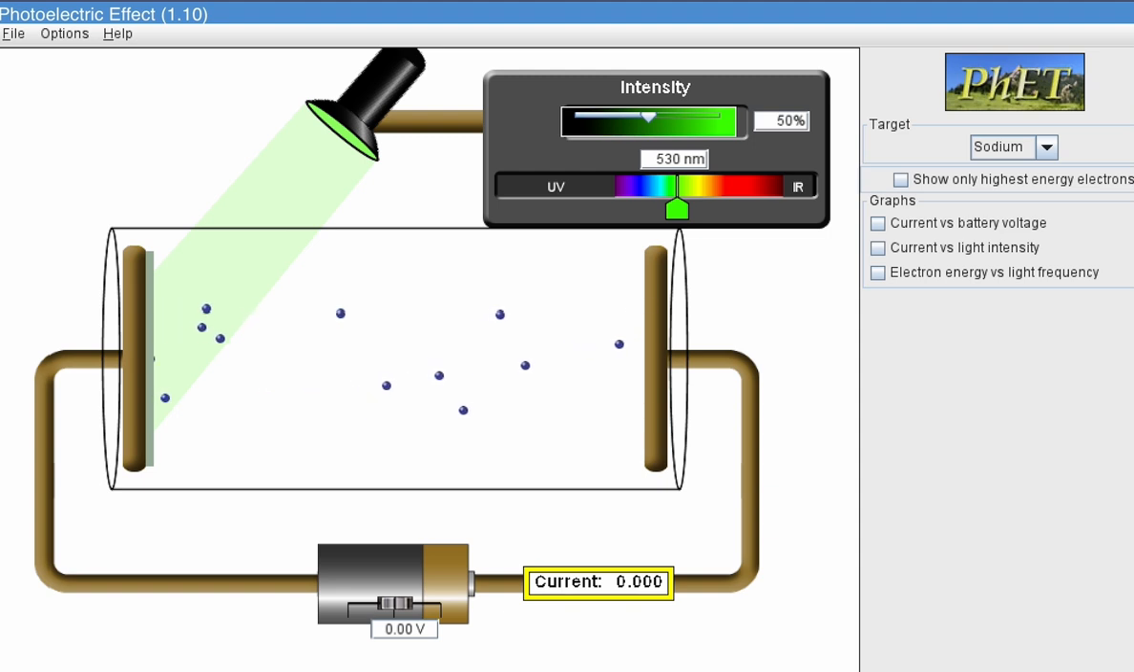So we can also ask an investigative question here. What effect does a decrease in light intensity have upon the emission of electron, provided that the frequency of light and the work function are kept constant? So that is another investigative question that you could ask.